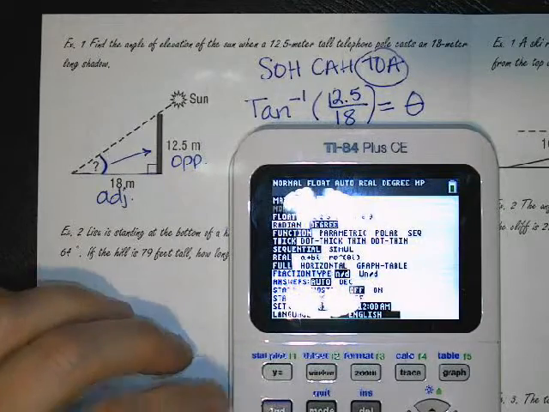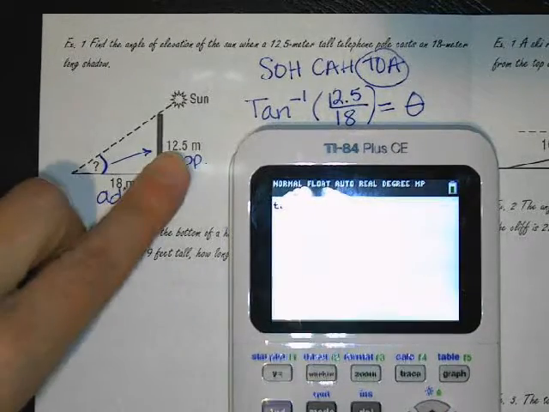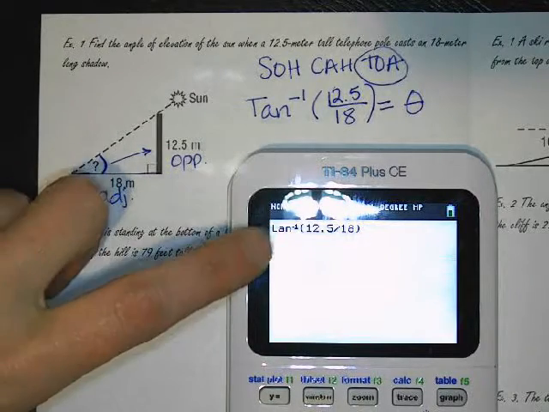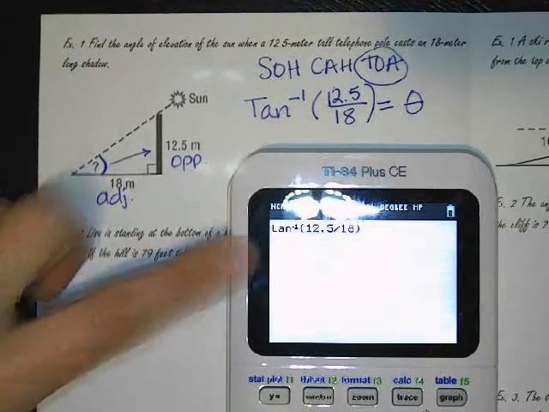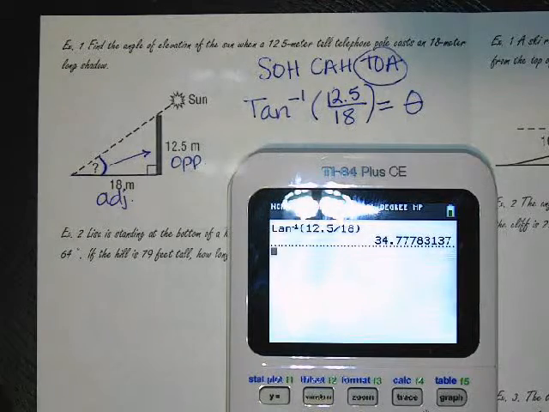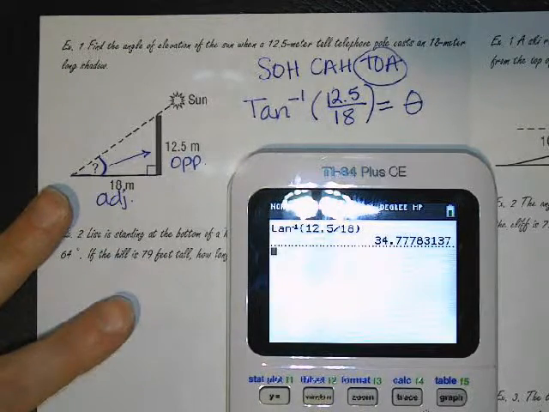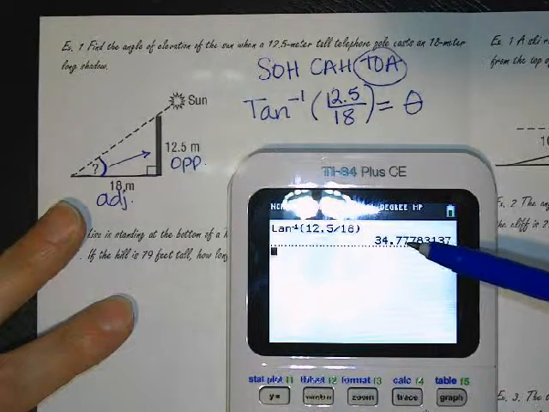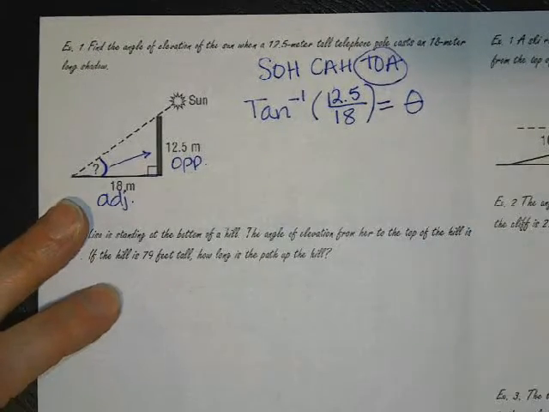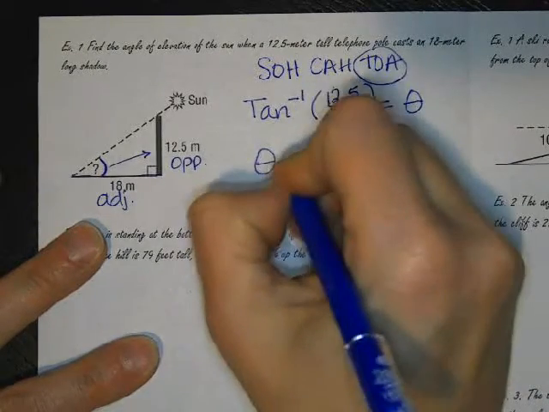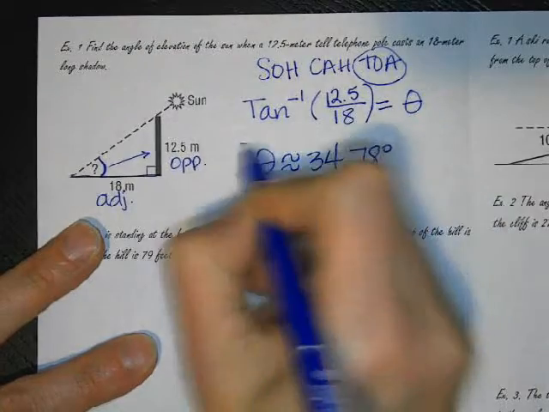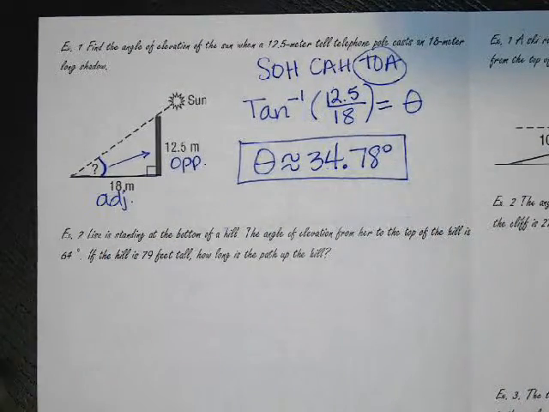So we type in tangent inverse of 12.5 over 18, and you could just type it in as divided by 18. And that gets you 34.777. So if we're going to round this to the nearest hundredth, it'd be 34.78. Okay, so theta is about 34.78 degrees.